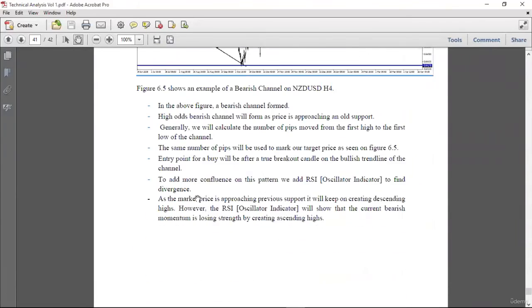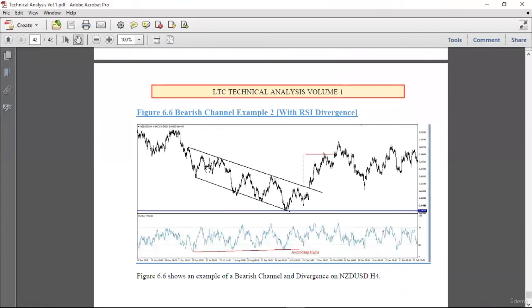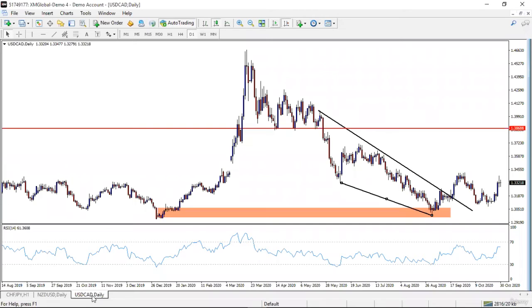Also, it will do like this on the RSI. The lows will be going up. Look at that, the lows are going down here, but the lows are going up here. Then on the break of this, you can expect a move that will be equal to the number of pips here. Then you can look at some examples on MT4.